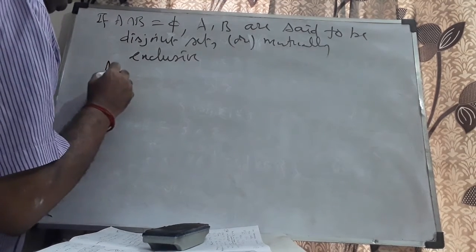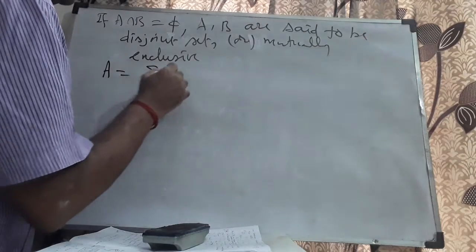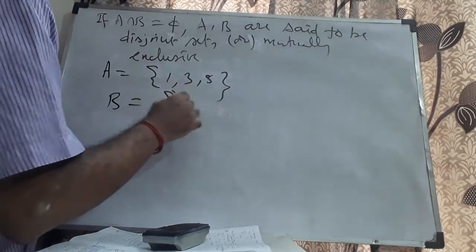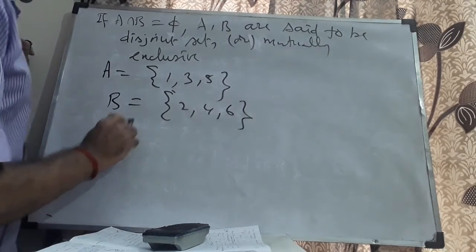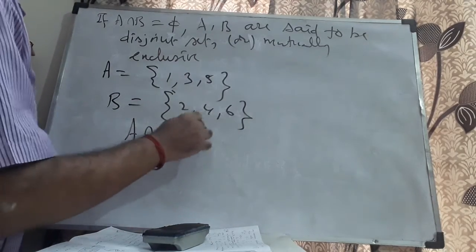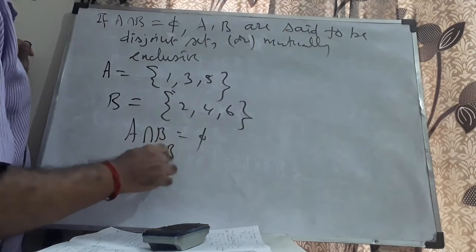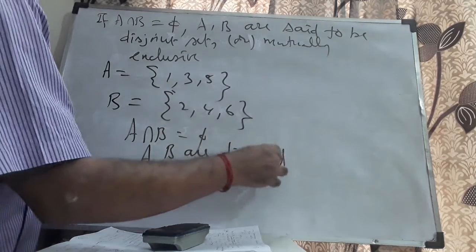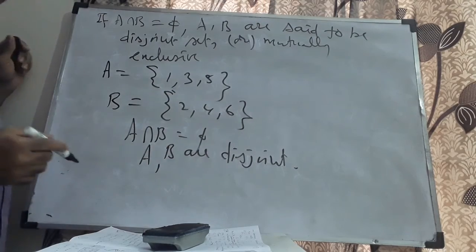Let us say A has elements 1, 3, 5 and B has elements 2, 4, 6. Here A intersection B is equal to empty. Therefore, A, B are disjoint. They both are disjoint. These are odd numbers, these are even numbers.